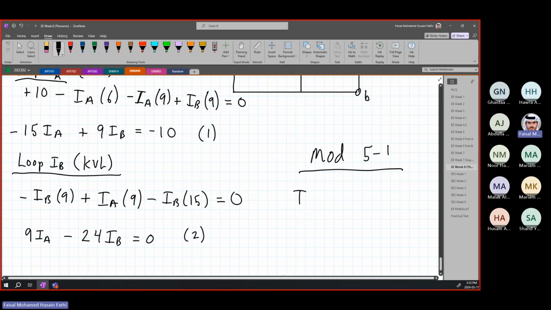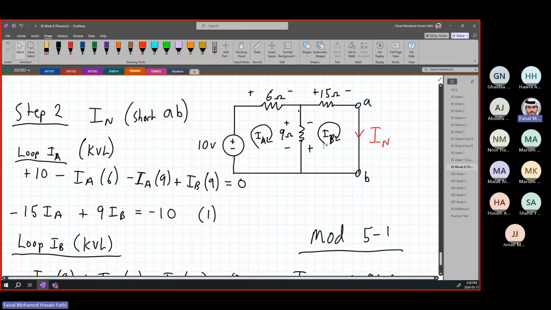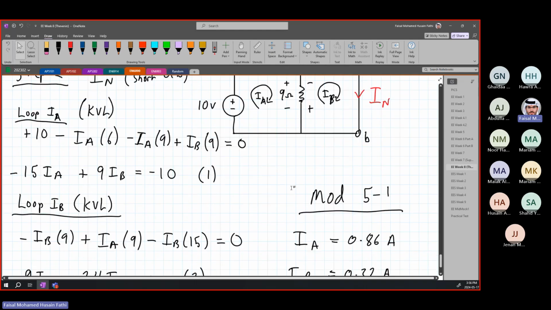You're going to find out that IA is equal to something and IB is equal to something. So minus 15, 9, minus 10, and 9, minus 24, 0. I get the X value, which is IA, as 0.86 amperes, and IB is 0.32 amperes. Again, since they are positive, the assumed directions are correct, the loop directions are correct.